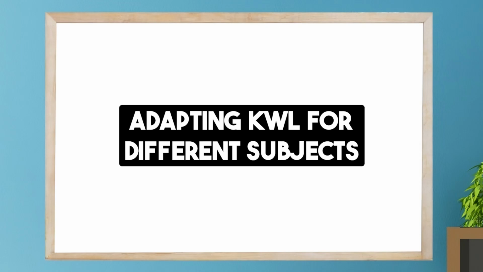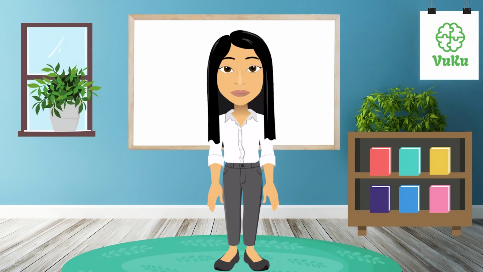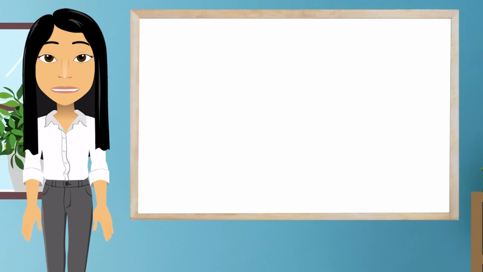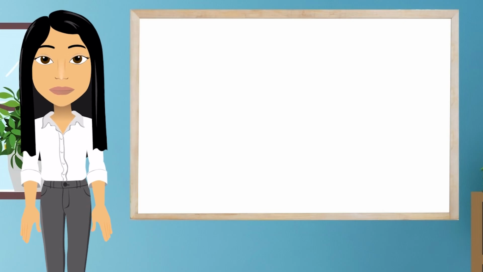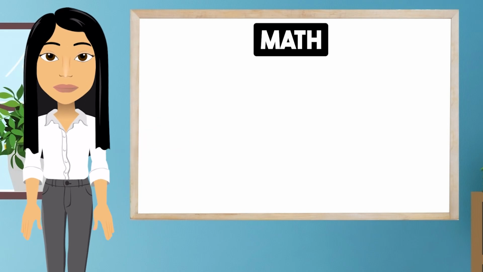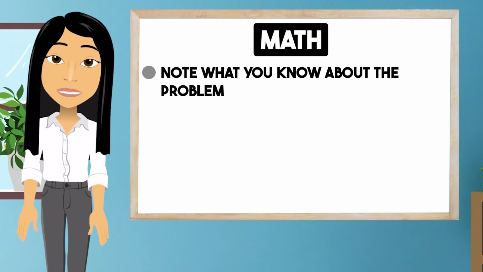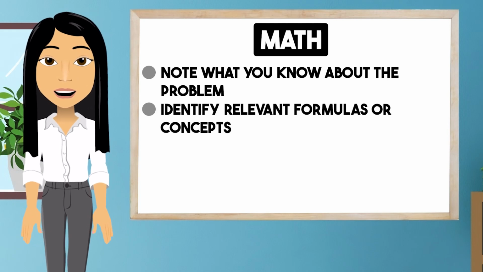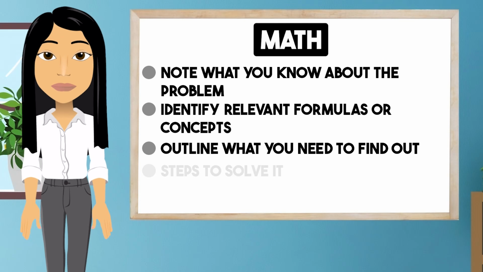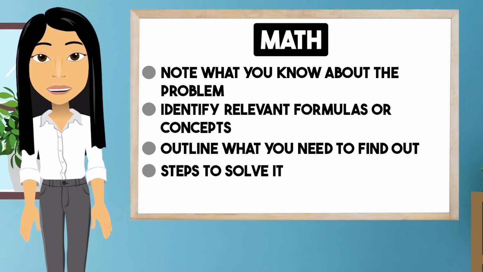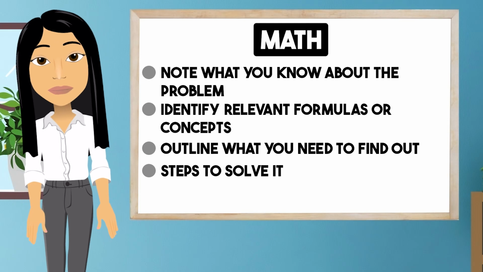Adapting KWL for different subjects. The beauty of the KWL method is its adaptability across different subjects and learning situations. Let's see how it applies in various areas. In math, a KWL chart helps break down complex problems. Begin by noting what you know about the problem and identifying relevant formulas or concepts. Then, outline what you need to find out and the steps to solve it. This approach simplifies challenging problems into manageable parts, making them less intimidating.